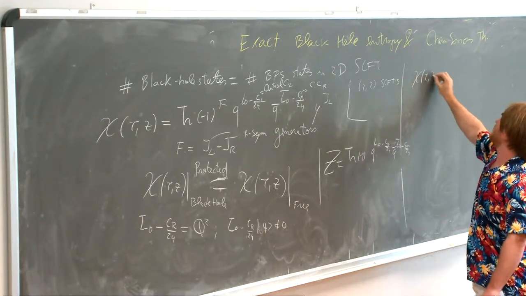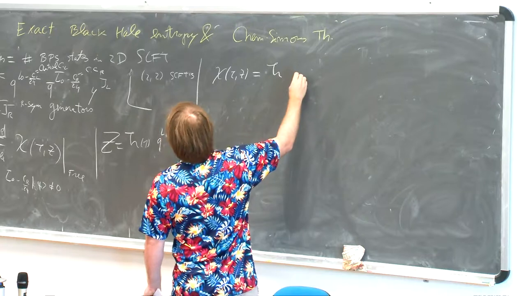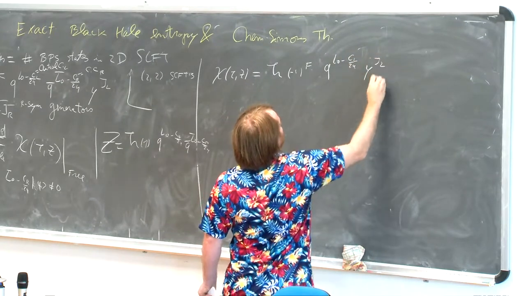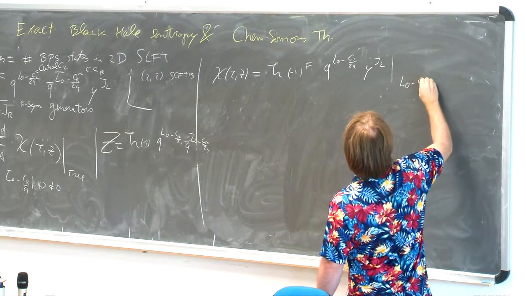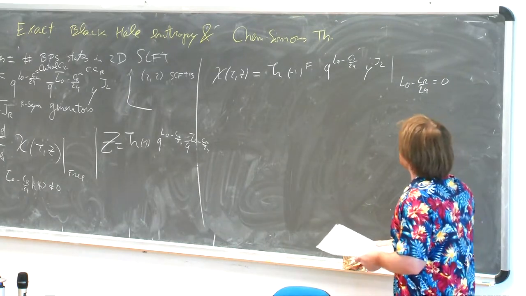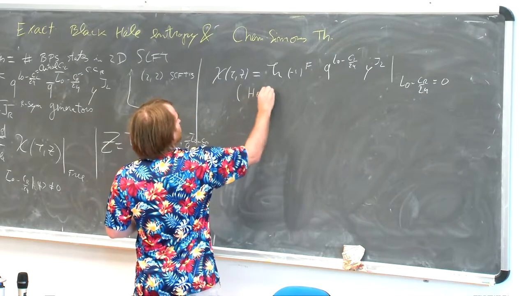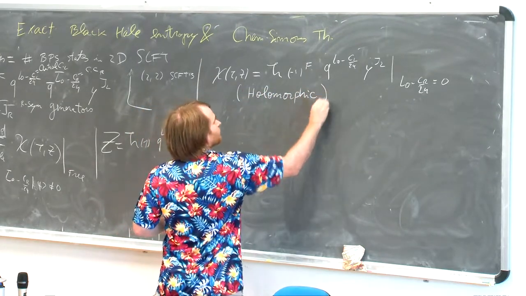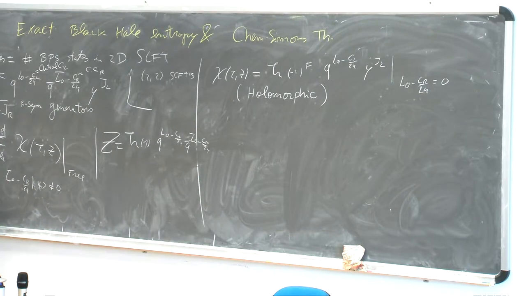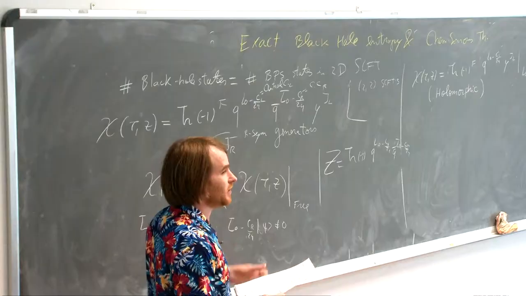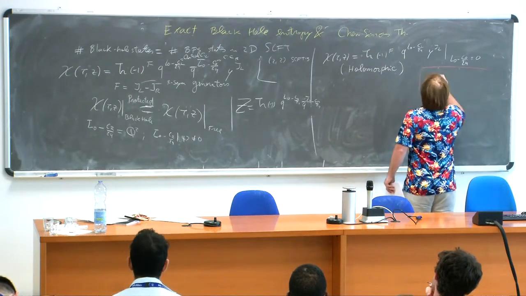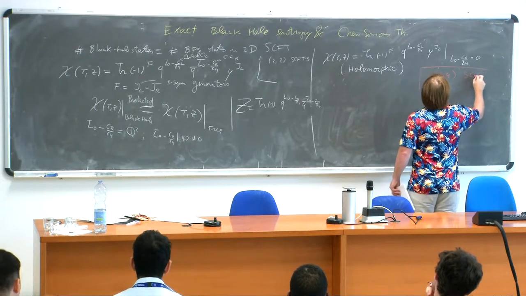So this chi(tau, z) then becomes this trace over J_L, where I just put L_0 bar minus c_R over 24 equals 0. So it is holomorphic. One important comment: I would actually be super interested in (0,4) superconformal field theories.